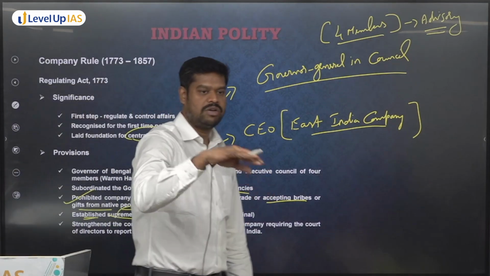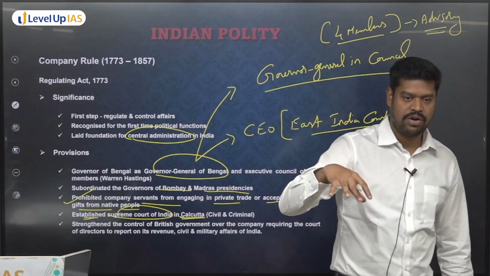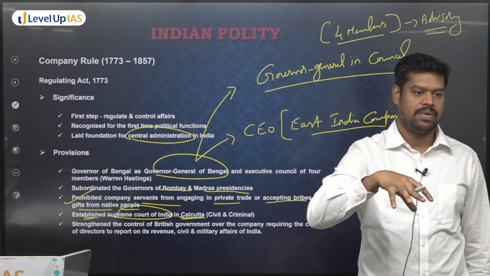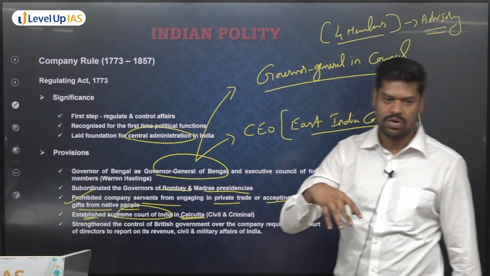And what was the jurisdiction of the Supreme Court at that point of time is to look into or have control over the British subjects in Kolkata. So who are the British subjects in Kolkata?